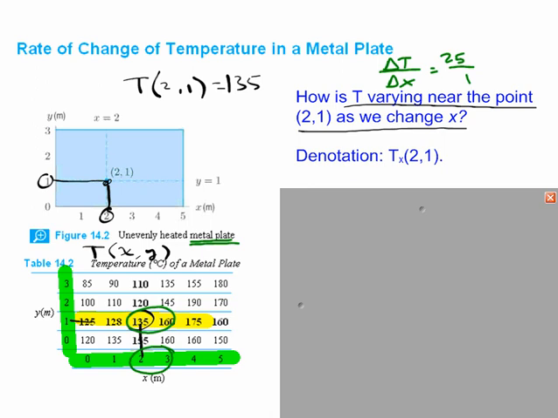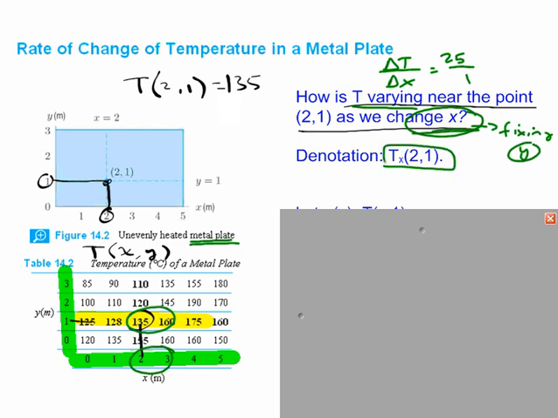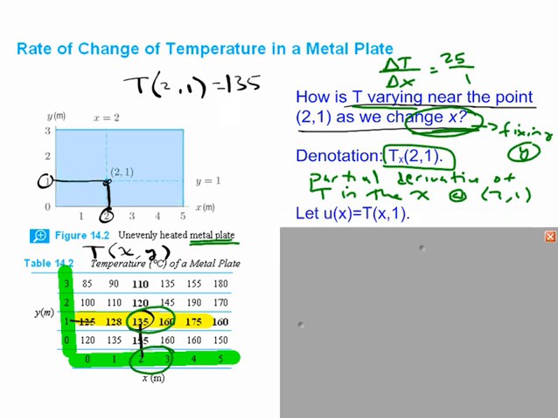And the way that we write this idea of T varying as x changes only, in other words, fixing y, we write it as T sub x of 2, 1. So this is saying the partial derivative of T in the x direction at 2 comma 1. Again, it's looking at how my temperature varies as only x varies.